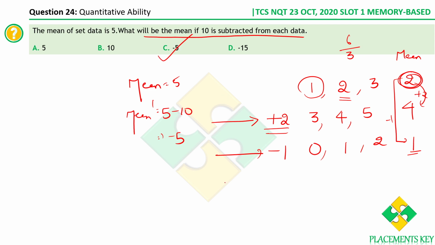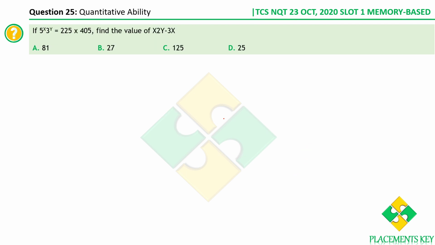For your information, if each of the terms is multiplied by 2, the mean will also be multiplied by 2. If each of the terms is divided by 3, the mean will also be divided by 3. Please remember all of this. These are the properties of mean. Let's move on to the last question in this set.